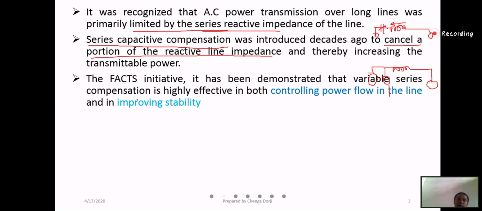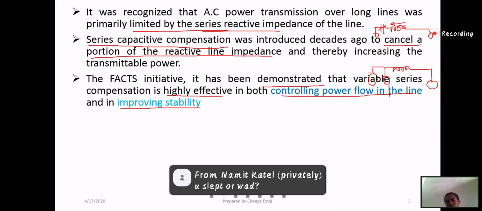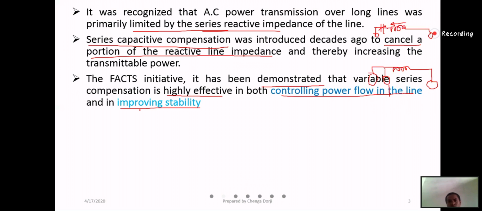In the FACTS initiative, it has been demonstrated that variable series compensation is highly effective in controlling both power flow in the line and improving stability. So that we will come to later on.